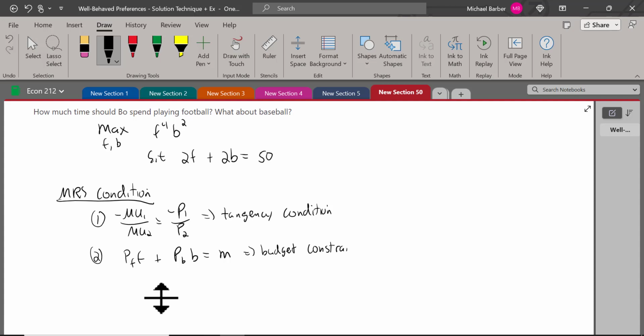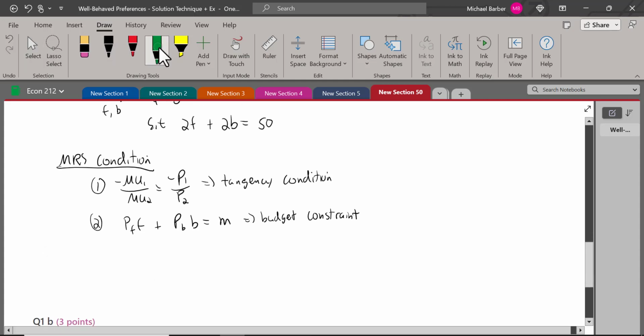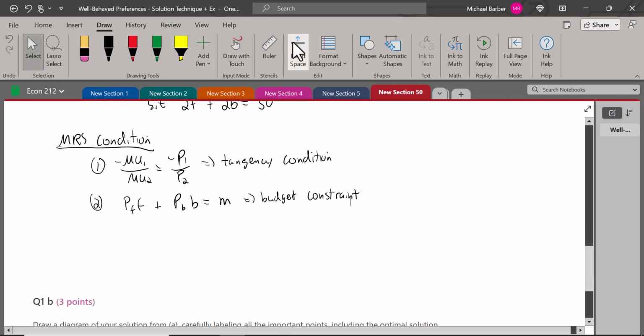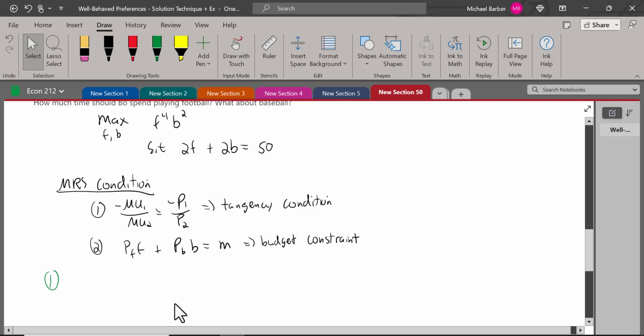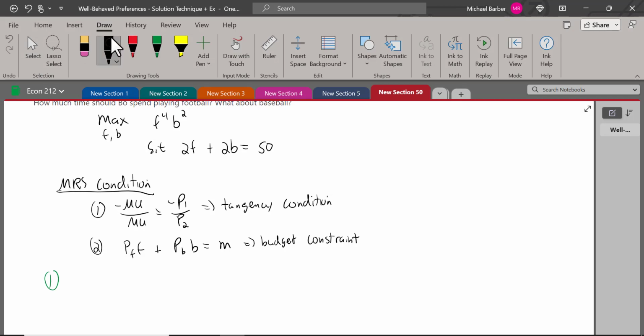All right, so those are 2 equations and 2 unknowns. We just have to figure out what these equations are. I think the budget constraint we've already done, but we have to figure out what this actual tangency condition is with this particular utility function and these particular prices. So let's talk about what equation 1 is in this scenario. We have to figure out the marginal utility. I should relabel them as football and baseball to make it easier: F and B.